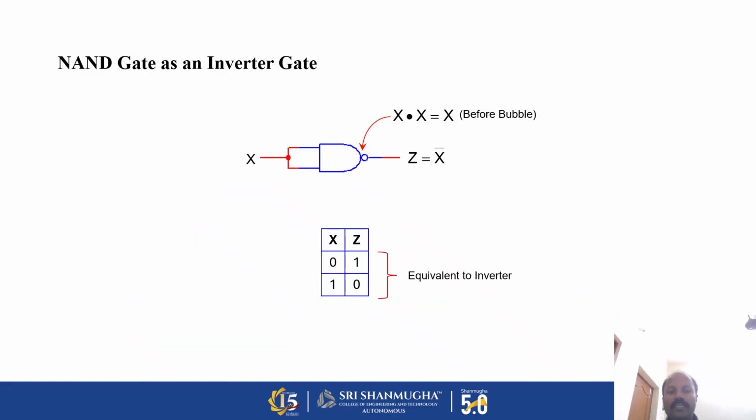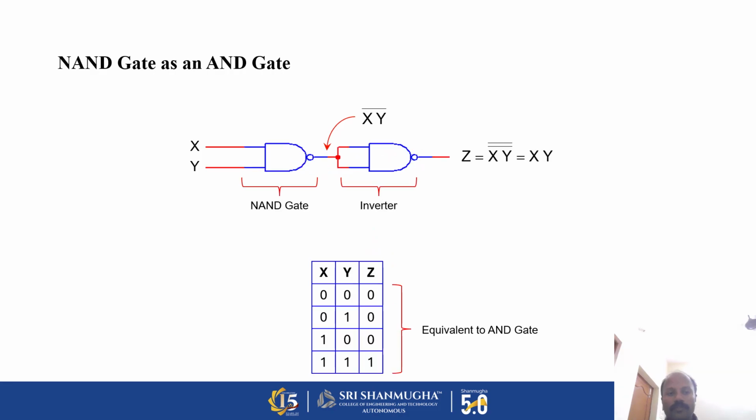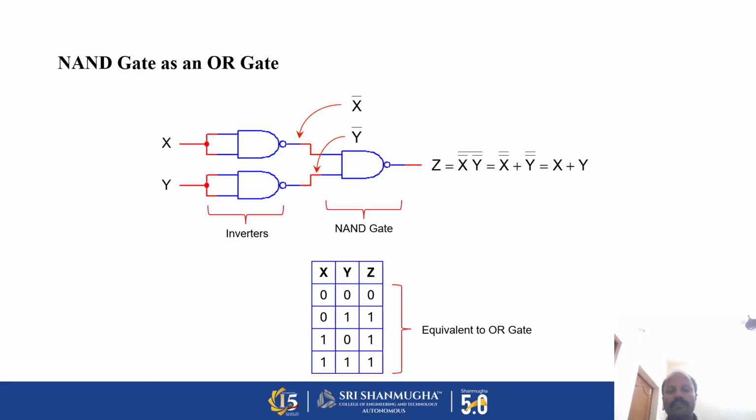This is a NAND gate as an inverter gate. When you are giving the input, the output will be the complement of the input. The next is a NAND gate as an AND gate. The input we are giving to the NAND gate, and the final result will be the AND multiplied value as the output. In this way, the NAND gate will work as an AND gate.